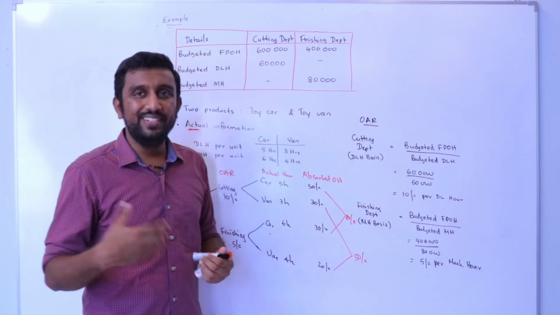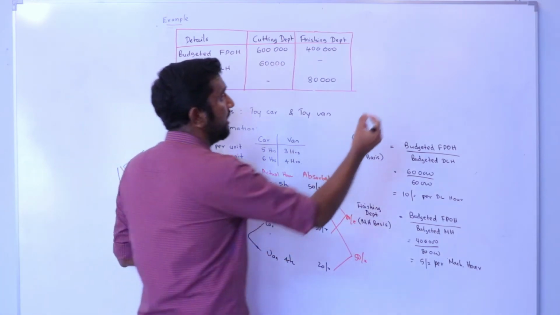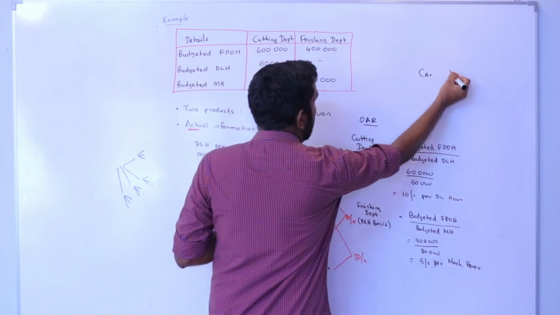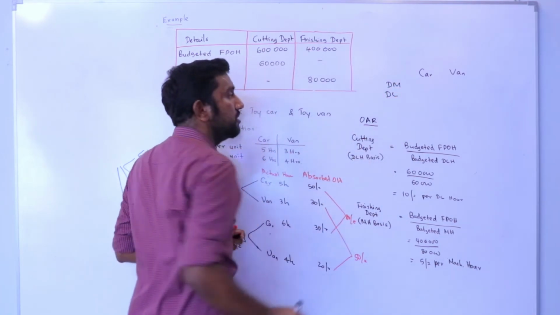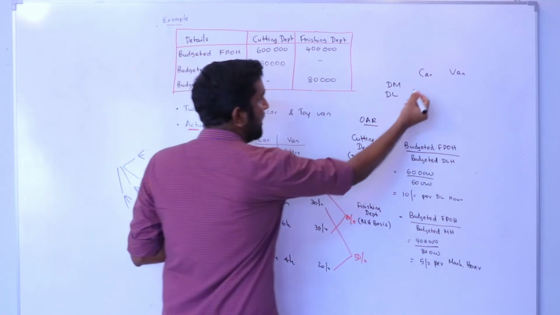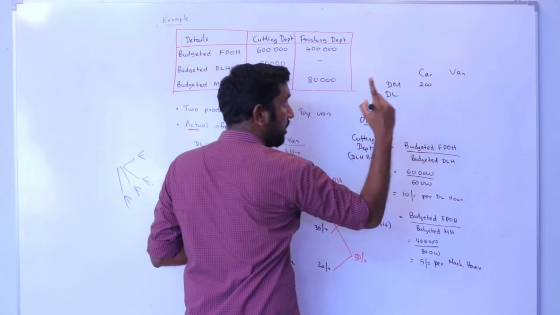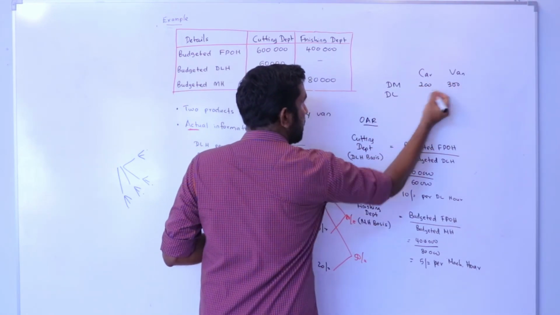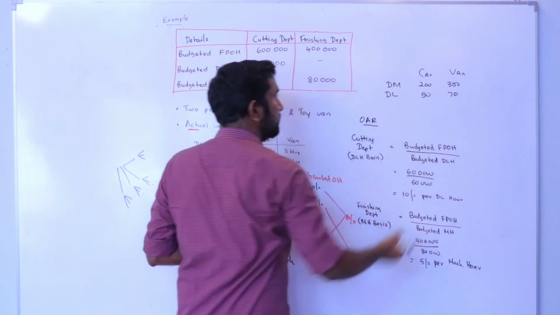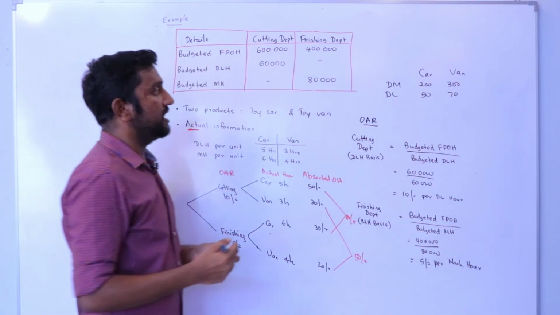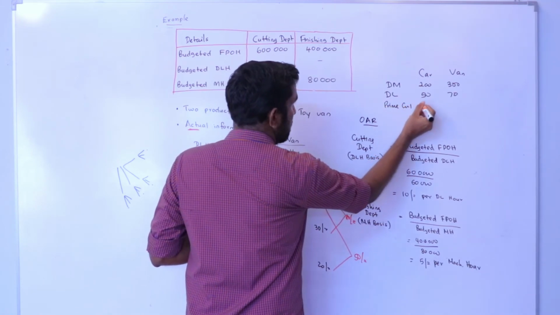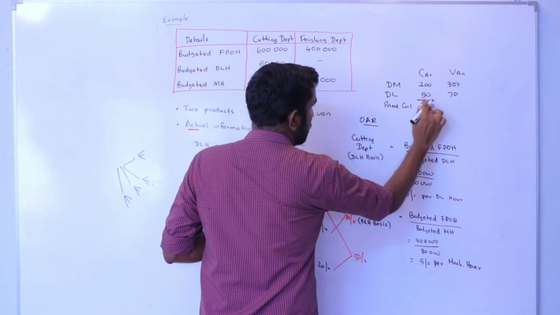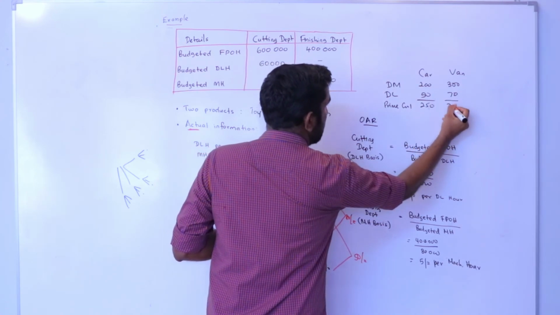If they give direct labor and direct material, let's say for car and for van, if they give direct material this much, direct labor this much. Let's say direct material 200 for one car, direct labor 350 and 70. Just assume, right? So what is my prime cost? 250 and 370.